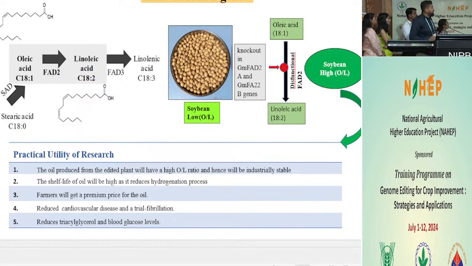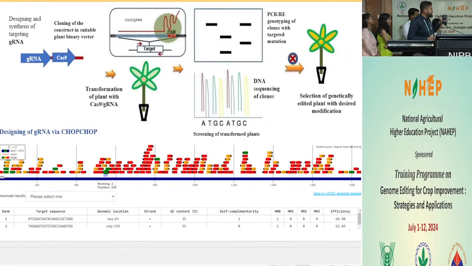Strategy for genome editing and guide RNA system. First of all, design the guide RNA and clone it into a binary vector, transform Agrobacterium, transform the plant, and screen the transformed plants by PCR and hybridization, genotype, and select the genetically edited plant with modification, and design the guide RNA via the CHOPCHOP method.